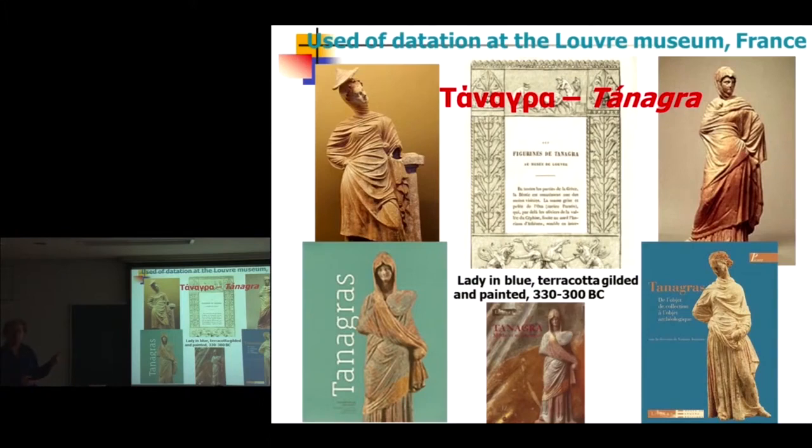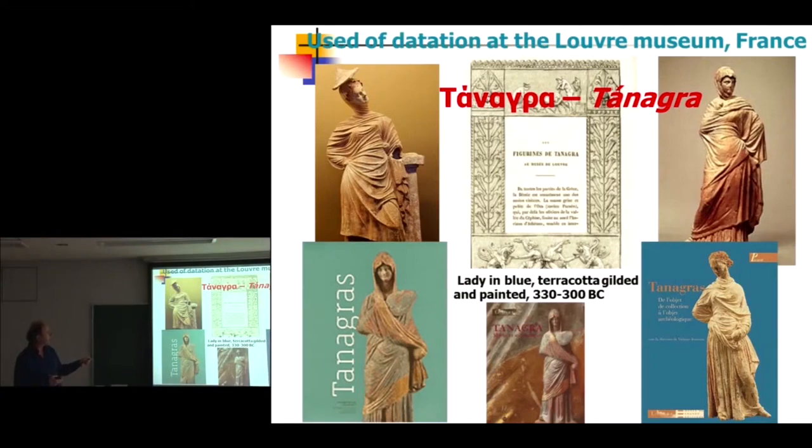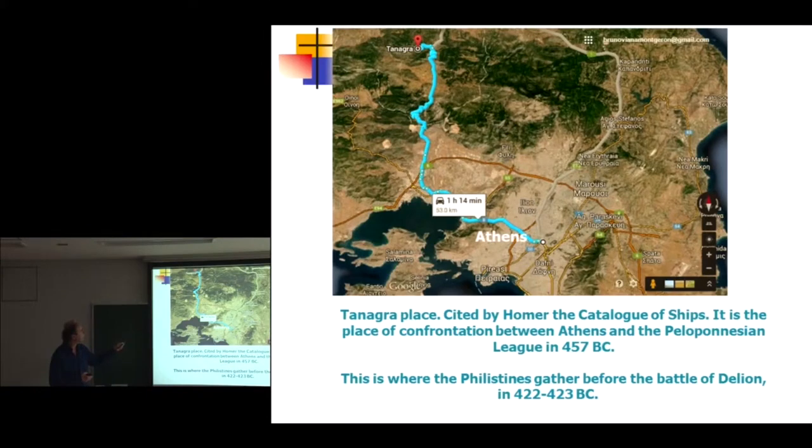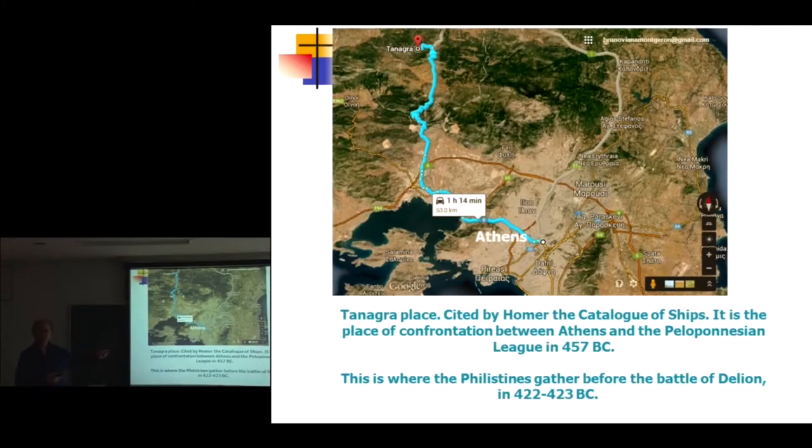So, the first example that I want to show you: in the Louvre there is a lot of pottery like that. They are coming from this part. I think I have another one. Okay, this part of Greece, Tanagra. It's approximately 53 kilometers from Athens. So you see, it's not the Shinkansen. 53 kilometers, 1 hour 14 minutes, because the roads in Greece are very narrow, and you cannot go very quickly.